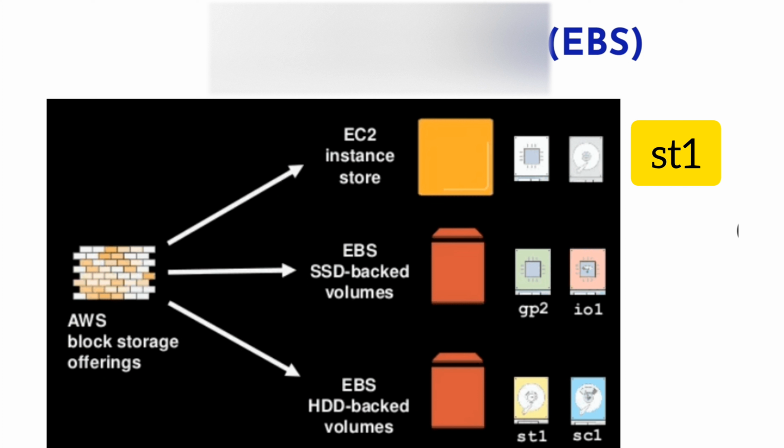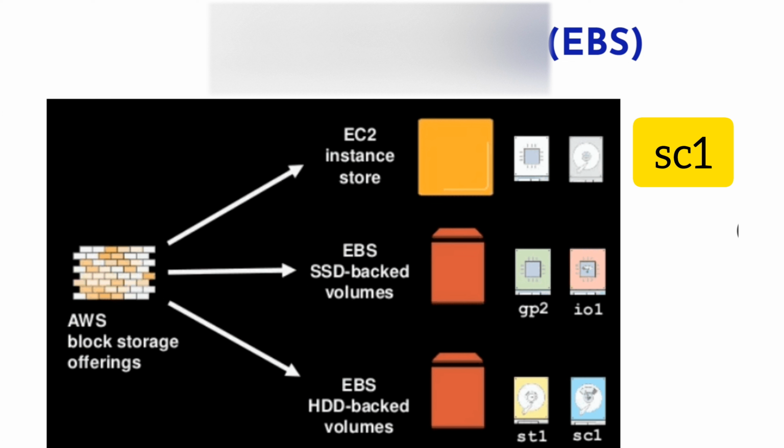I think it is a RAID array. It is designed for workloads that require frequent access, making it suitable for throughput-intensive tasks like handling large video files. Moving on, EBS Cold HDD, also called SC1.